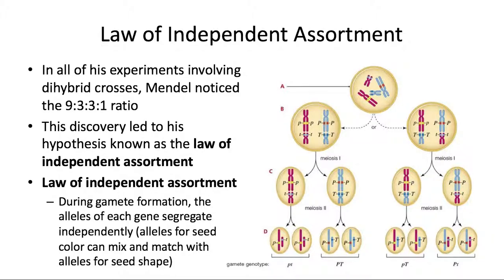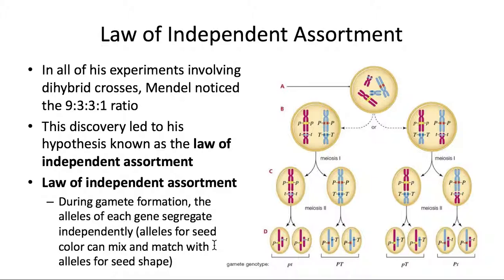So in all his experiments, Mendel noticed the 9-3-3-1 ratio. And this law, independent assortment, states that when gametes are formed, the alleles of each gamete segregate independently. So basically, when they line up in metaphase, the alleles can go different ways. They segregate independently from each other. So different alleles and different gene types can go separately from each other.